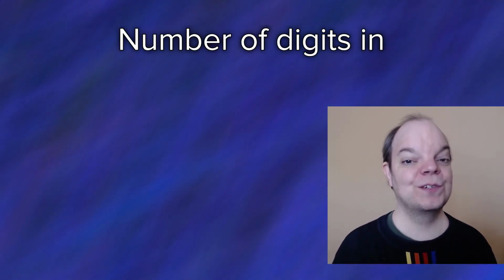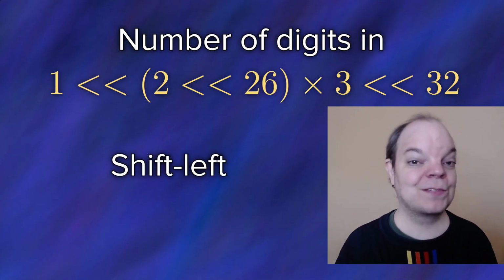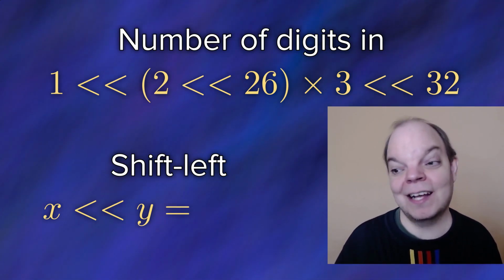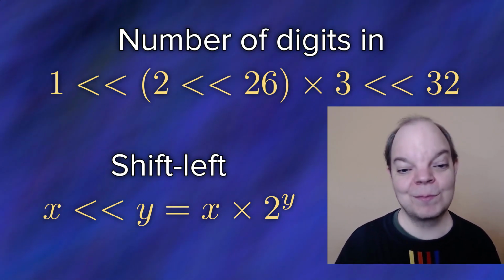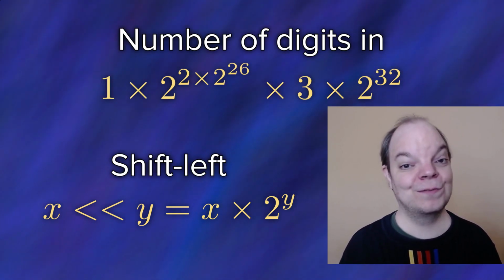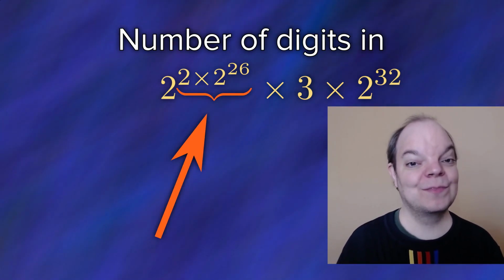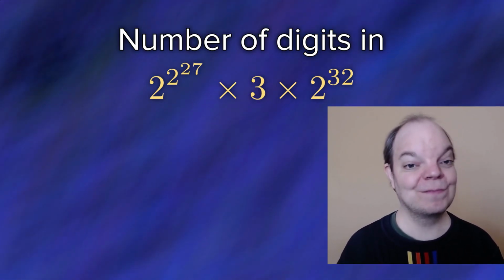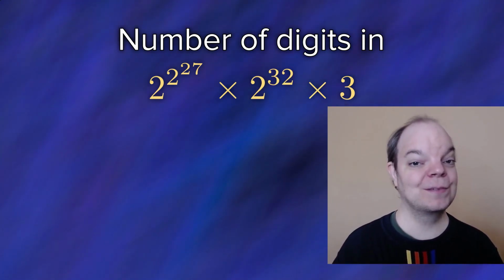Now we need the number of digits of this humongous number. Let's remind ourselves what shift left can be expressed as. Remember that x shift left y is actually the same as x times 2 to the power of y. So I'm going to replace all of the shift lefts here with times 2 to the power of. Of course, we can just get rid of the 1 times, that does nothing. And 2 times 2 to the power of 26 is of course the same as 2 to the power of 27. Now let me move the 3 times to the end.